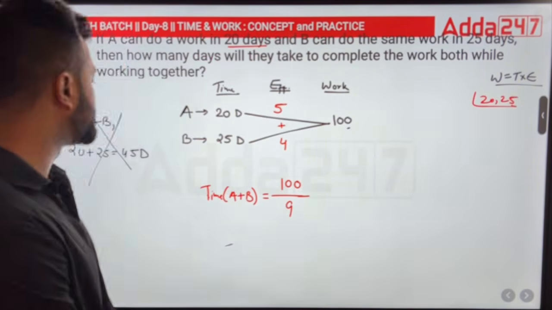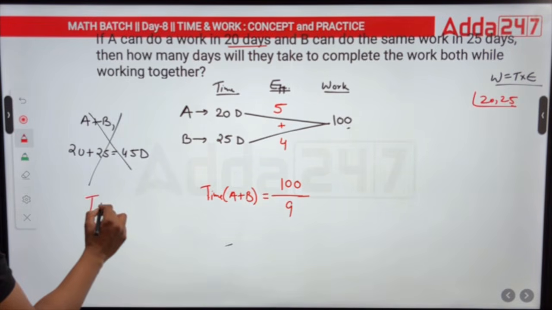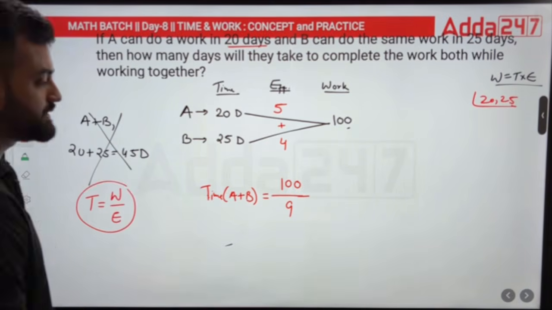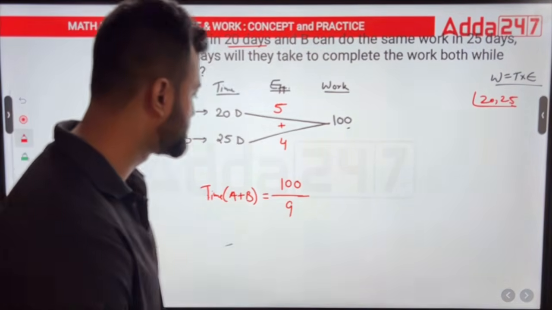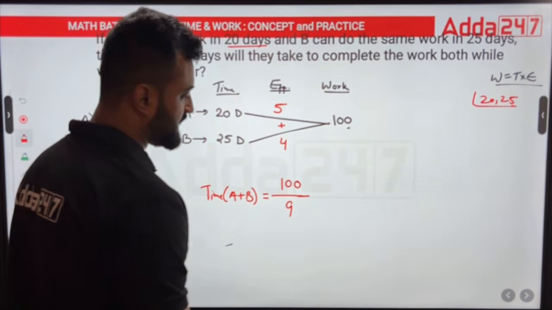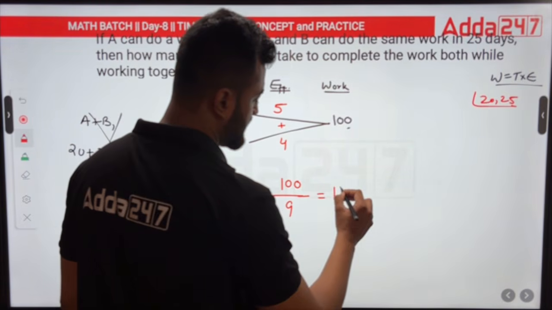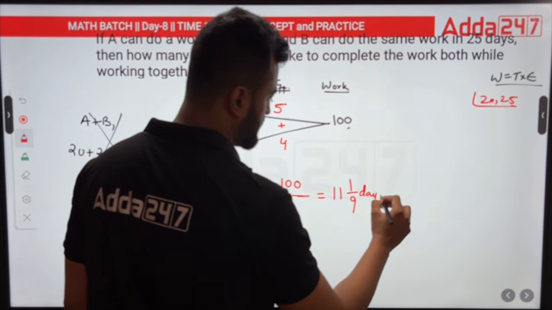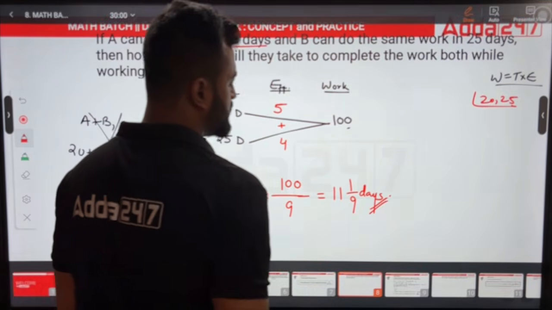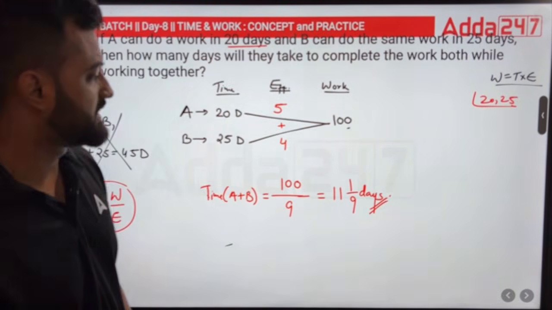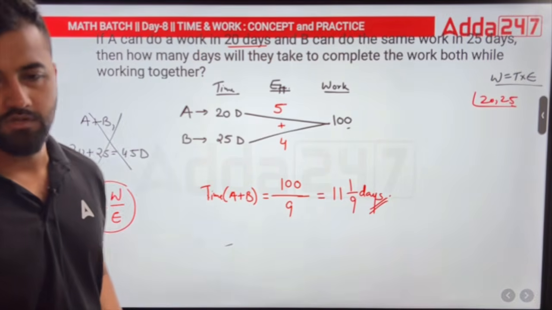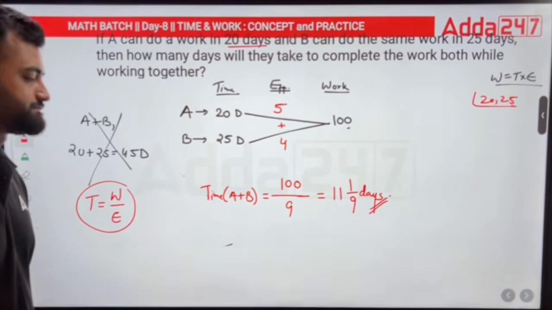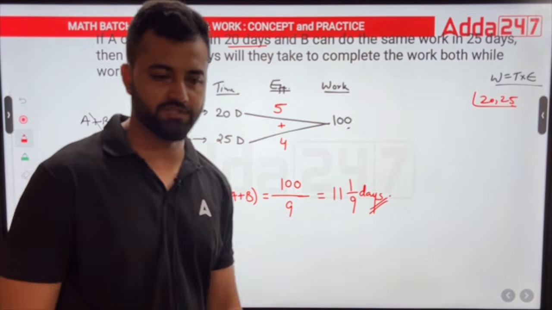And why did we do this? Because time is work divided by efficiency. Simple. Easy concept. So if we solve this, how much will we be getting? We'll be getting this in 1 by 9 days. And always, if you look at time and work chapter questions, you'll be looking at the answers in terms of mixed fractions. Your answers will come in mixed fractions only. So I have taught you how to convert to a mixed fraction.